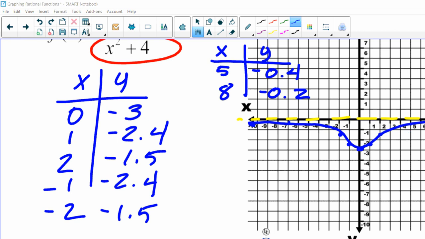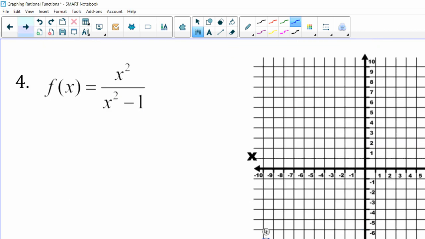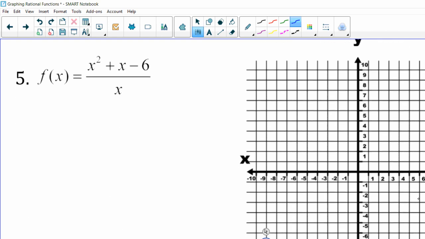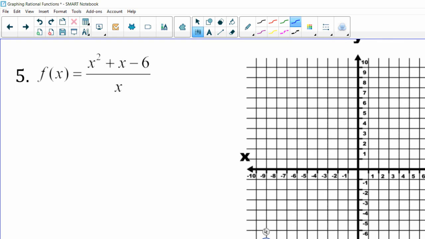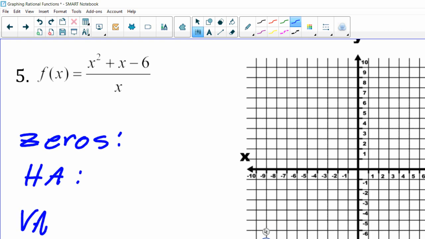We're going to skip number 4. Let's go to number 5. Okay? Here we go. Please don't carry on other conversations, all right? Zeros, horizontal asymptotes, vertical asymptotes. Because I told you I wanted you to have half an hour, and we can get this problem done in 5 minutes or so. That will give you half an hour almost.